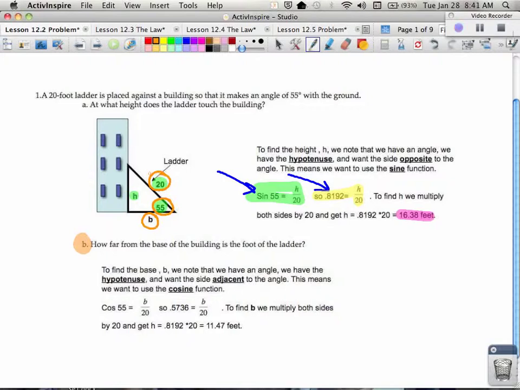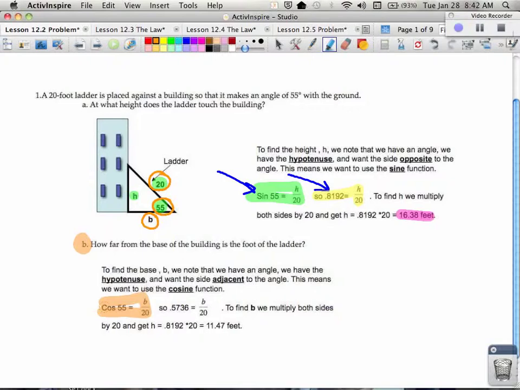I think it's in feet. Let me just see, do they tell us? Yes, feet. So now I have an angle, 55 degrees. I'm looking for the adjacent side b, and I'm given the hypotenuse, 20. Adjacent and hypotenuse means I'm working with cosine. So I use the cosine of that angle, 55 degrees, equals b over 20. That's highlighted in the orange down below.